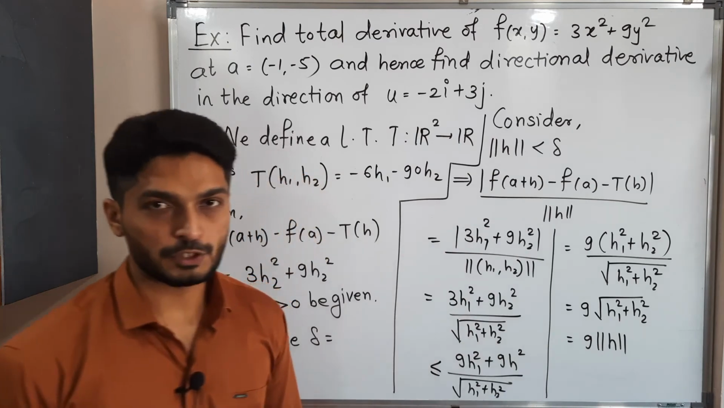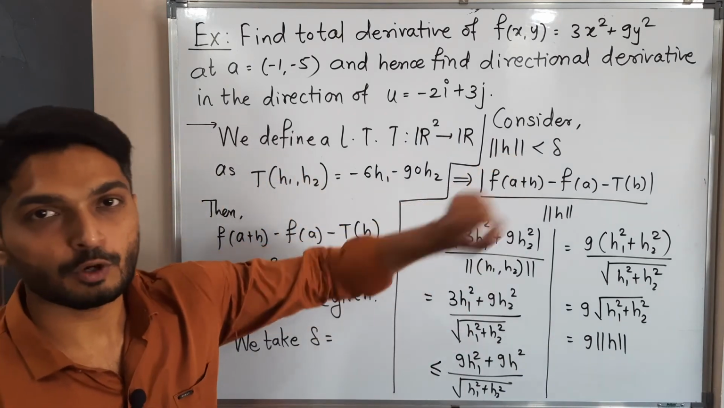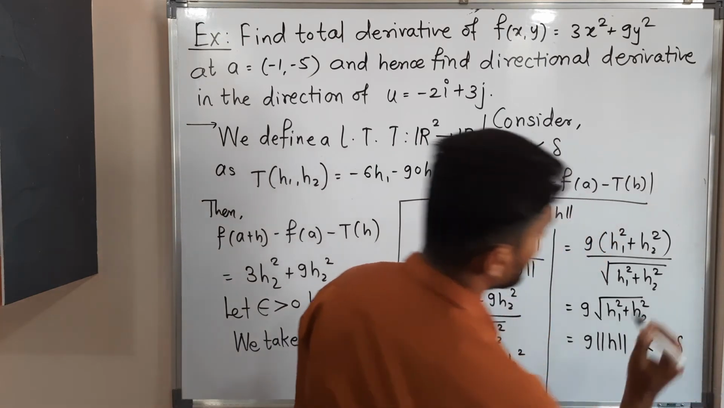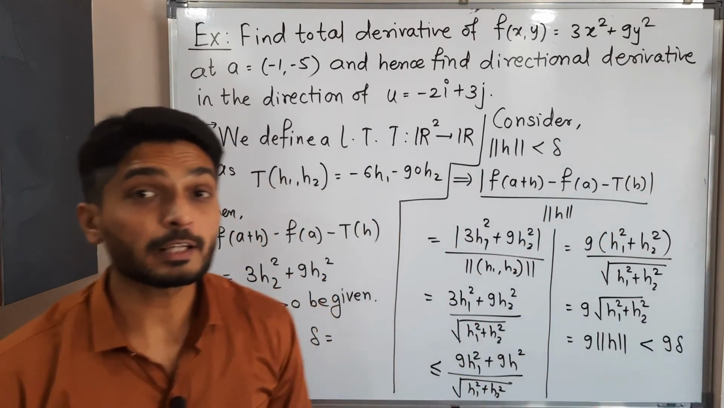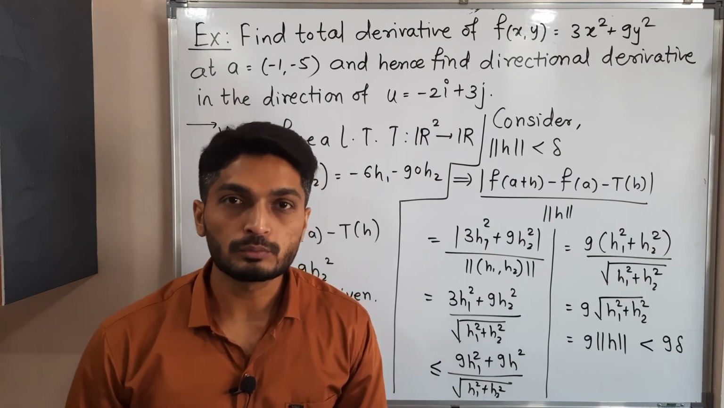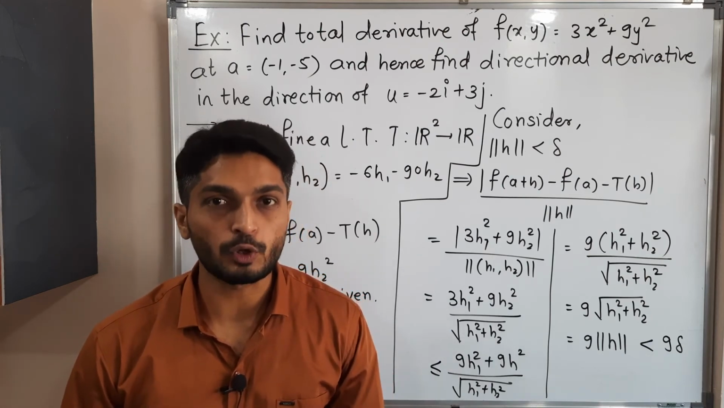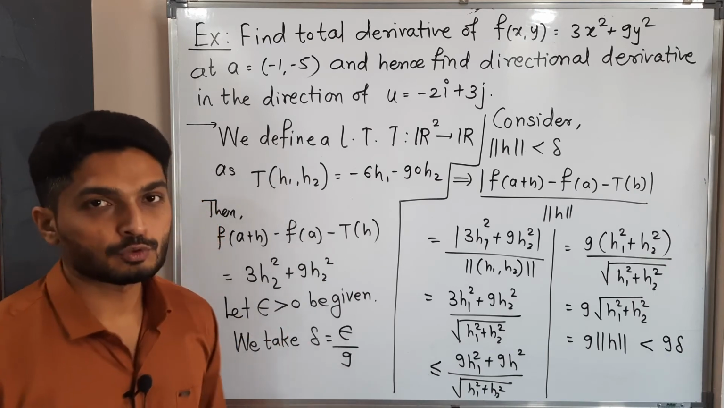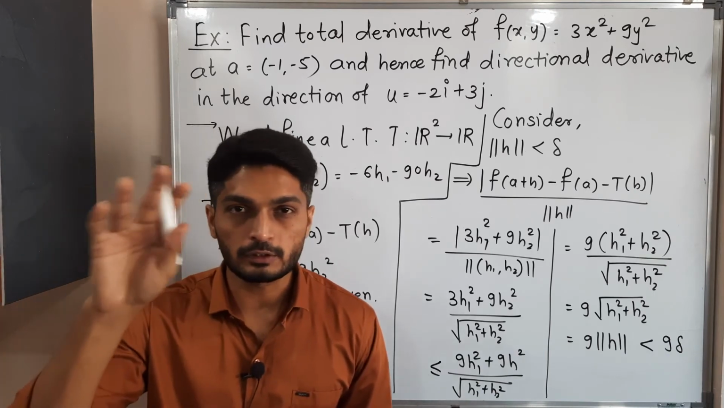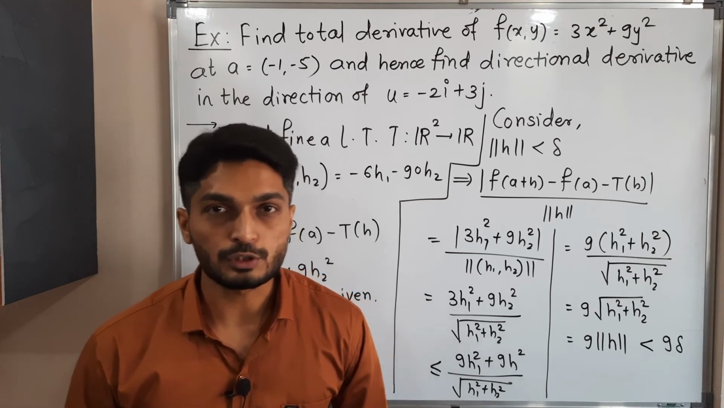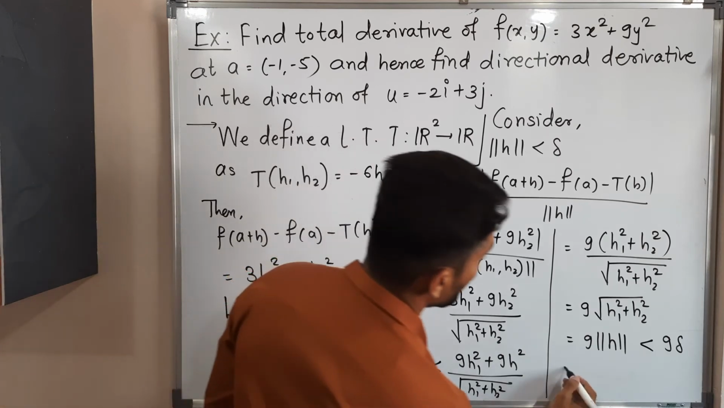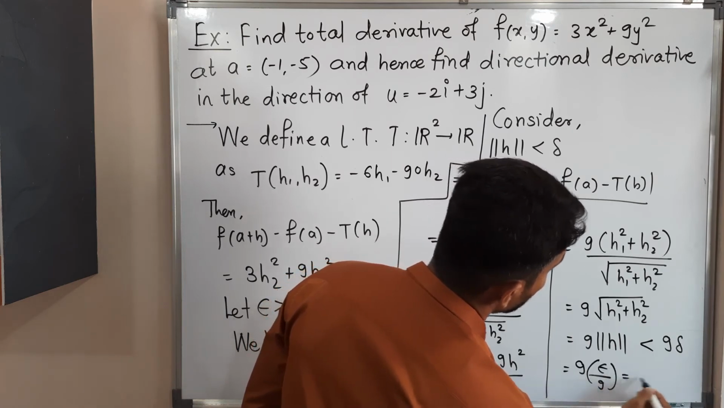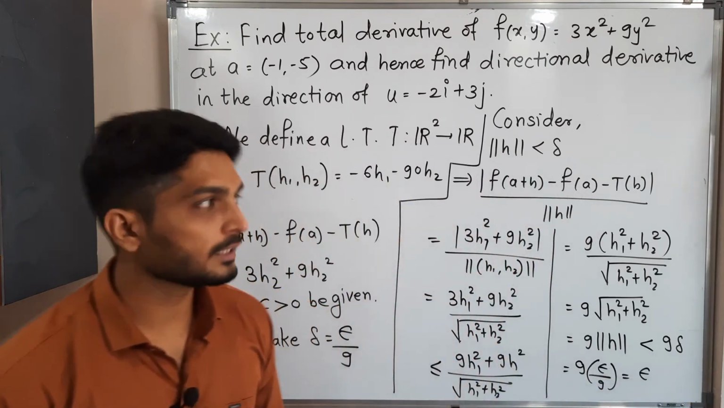This is the norm of h. But already we have said here that norm of h is less than delta, so this is less than 9 delta. But what are we supposed to prove? We should prove that it is less than epsilon. So my choice of delta should be epsilon by 9, so that the 9 gets cancelled. So 9 epsilon by 9, the 9 gets cancelled and we have epsilon.